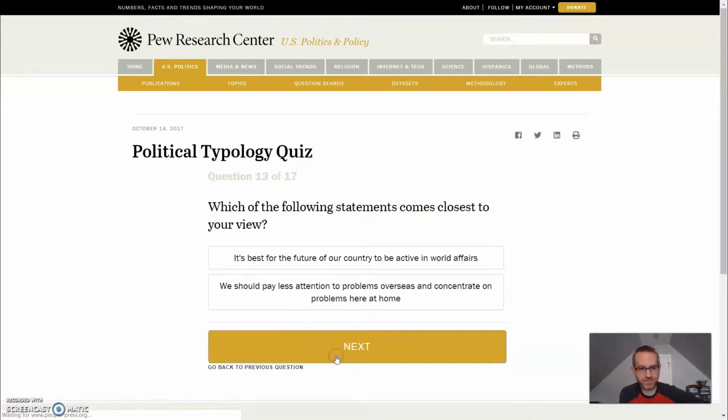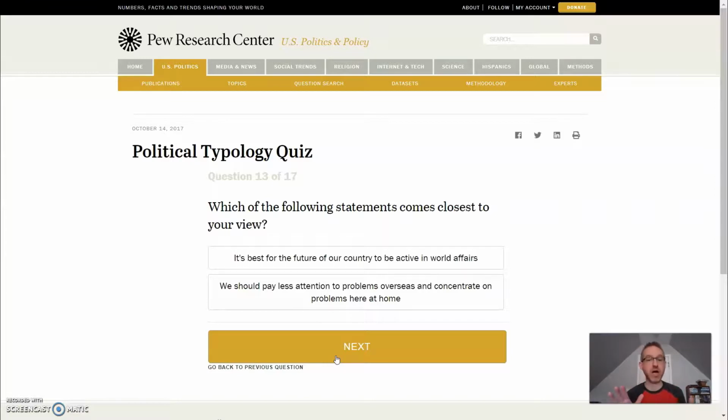Number 13. It's best for the future of our country to be active in world affairs. In other words, we need to look at what's going on out there. Maybe knowing what's going on in other countries can help us be safe, can help us be more involved in protecting our economy. Or do you think we should pay less attention to problems over there and concentrate on the problems we have at home?